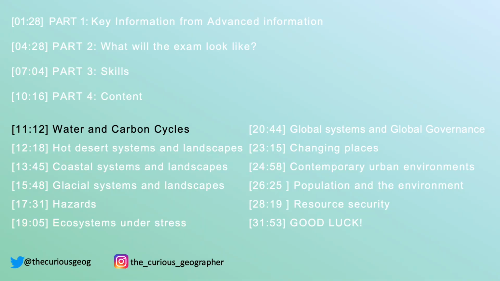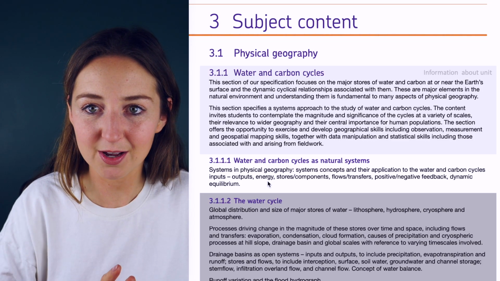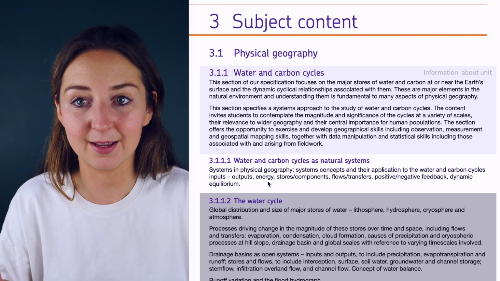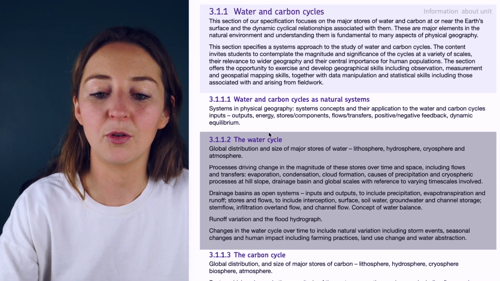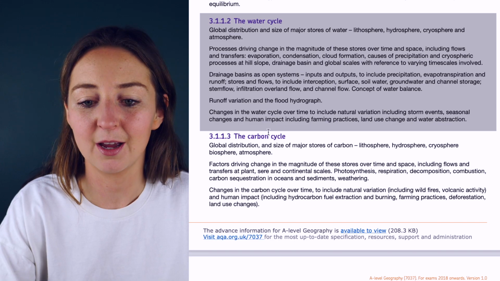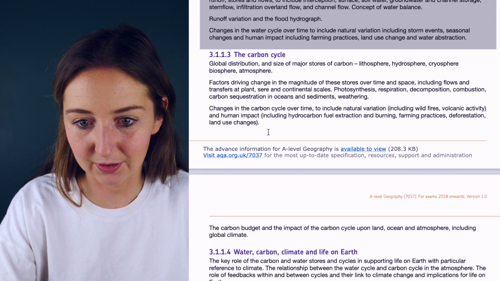So 3.1.1, water and carbon cycles. The first thing we can see when we're looking at what is and what's not on the list, so greyed out, remember, not on the list, is that the water cycle is not on the list. The carbon cycle mainly is on the list.